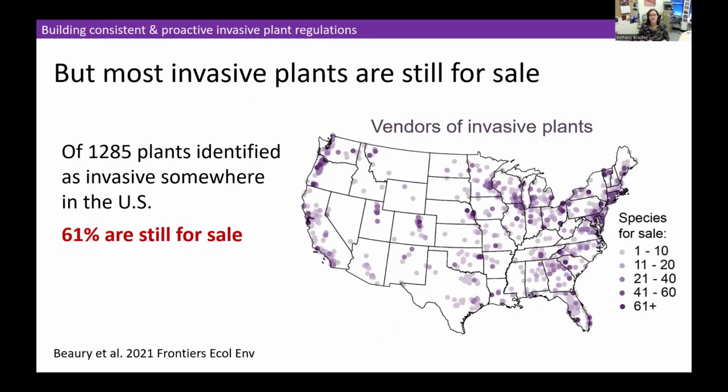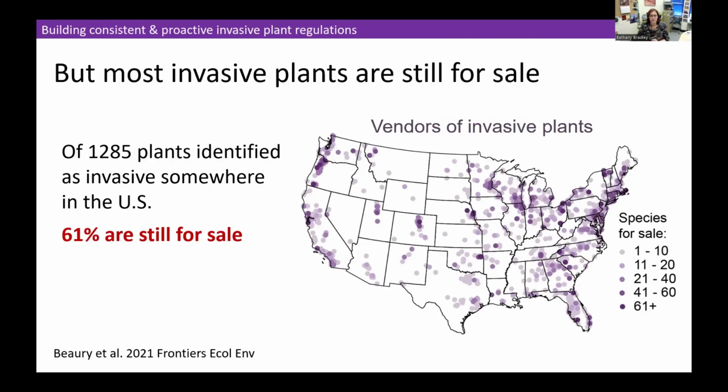What that leads to is a landscape where most invasive plants remain for sale. Lack of consistent regulations leads to a lot of confusion for vendors of plants, and that includes vendors of invasive plants. It also creates a lot of confusion for the general public as to what is actually invasive. So the net result is that most invasive plants still end up for sale, and in total, another paper by Eve Bury and others found that 61% of invasive plants regulated someplace in the US or managed otherwise as invasive are still for sale.